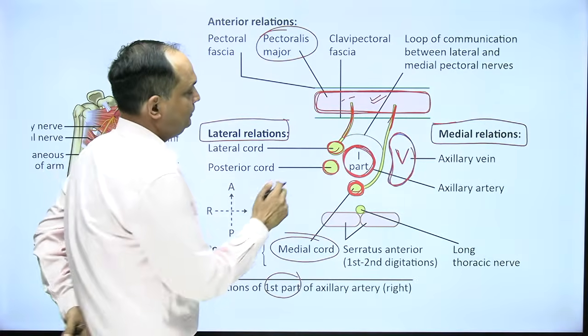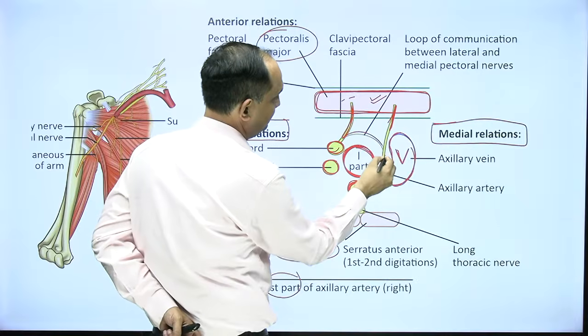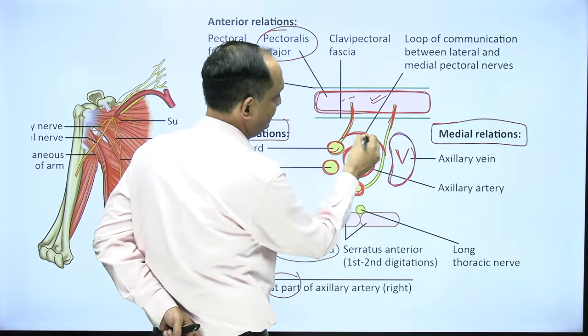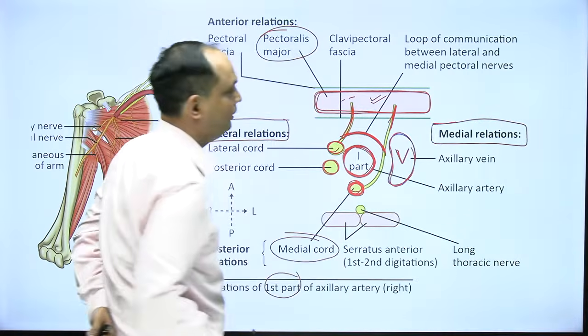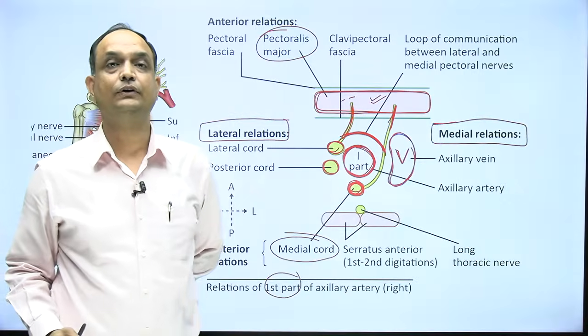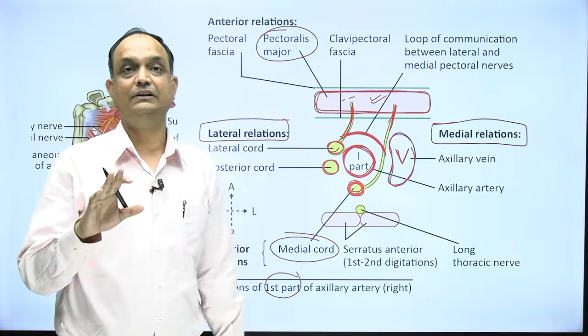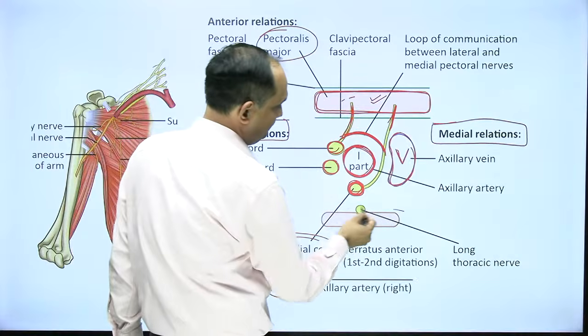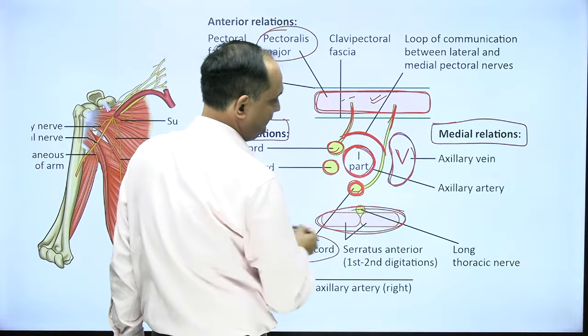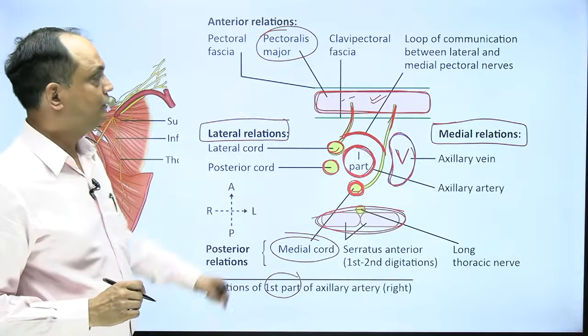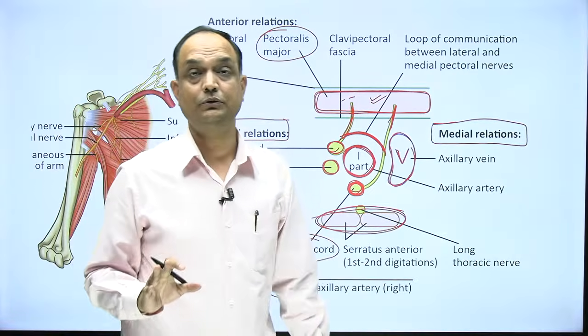Now here you are able to see that I talked about a loop. Now this is the loop. This loop is connecting both the medial and lateral pectoral nerve in front of the first part of the axillary artery. Now posteriorly, you will have the serratus anterior muscle. So you have seen this is the serratus anterior muscle with its nerve supply. So this is the first part. I hope it is easy to understand now.